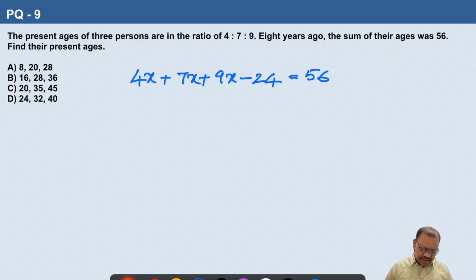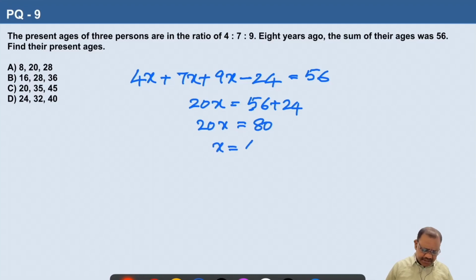Simplify this and find the value of x. 4 plus 7, 11, 11 plus 9, 20. 56 plus 24. 20x is equal to 56 plus 24, which is 80. x is equal to 80 by 20, that is 4.